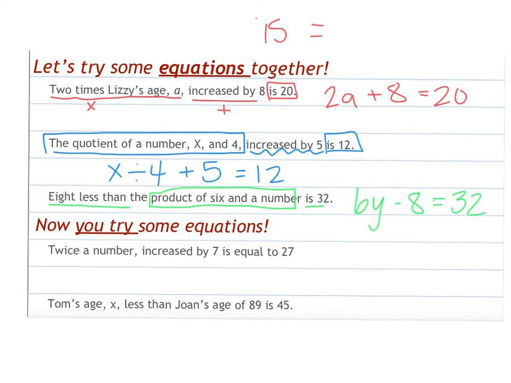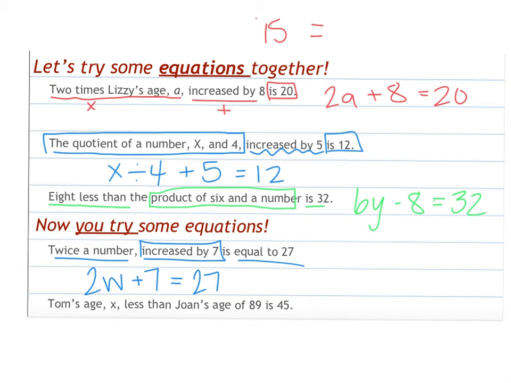Twice a number increased by 7 is equal to 27. This time they tell us it's equal, but that isn't always in the sentence. Twice a number means multiplication. Increased by 7, looks like we're adding, and then it's going to be equal to 27. Again, they don't tell us the variable, so we could pick any letter. So w, twice a number means 2 times that number. Increased by 7 is equal to 27. Just writing it in math form. Again, these algebraic equations have to have a number and a letter, and at least one operation, and then the equal sign on there.